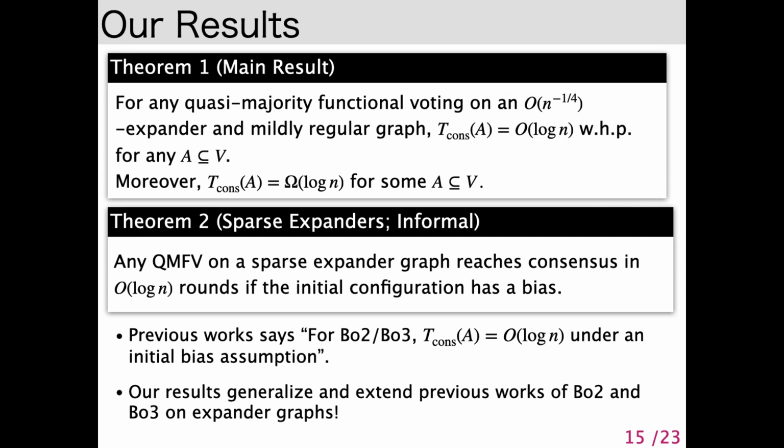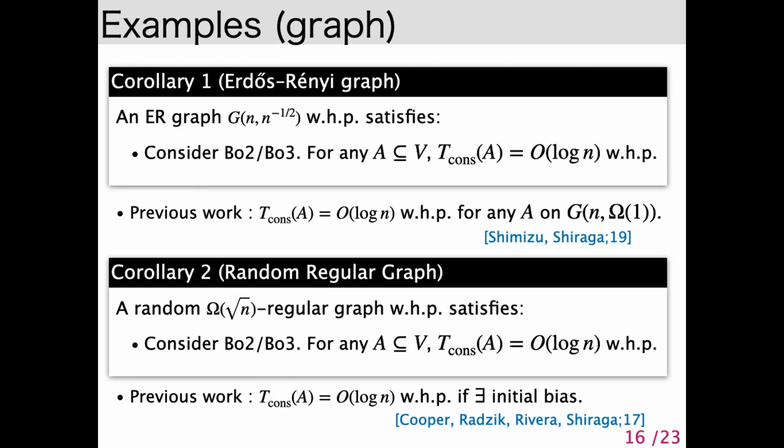These two results generalize and extend previous works of best of 2 and best of 3 on expander graphs. Here are corollaries that directly follow from our main result. The first one considers best of 2 and best of 3 on Erdős-Rényi graphs. The result says that the consensus time is order log n with high probability for any initial configuration, and this improves previous work.